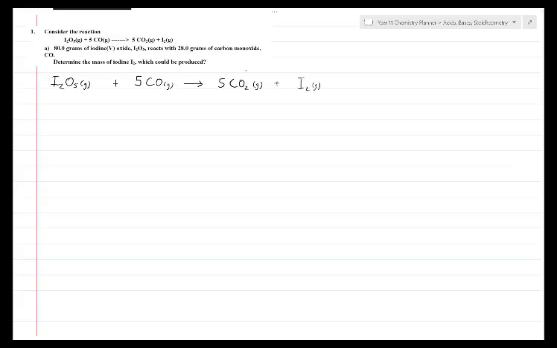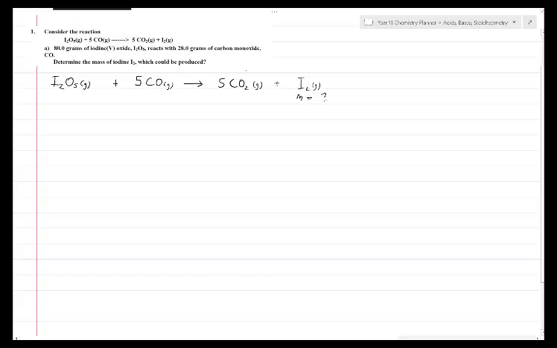Look, you can tell it's a limiting reagents problem even if you didn't know because there are 2 masses specified in the question. So you can see up here we've got 80 grams, and 28 grams there. If you have 2 masses, 90% of the time, more than 90%, it is a limiting reagents problem. Okay, so this is limiting reagents. Our question is we need to determine the mass of iodine which could be produced. So we need to know what the mass is going to be.